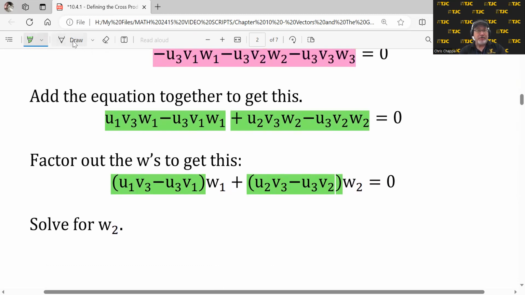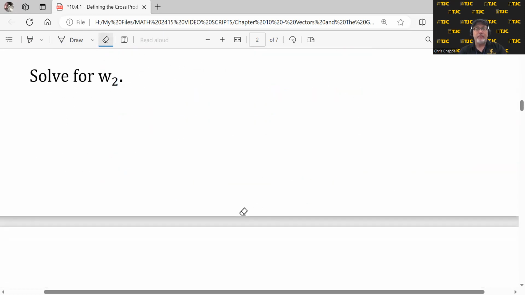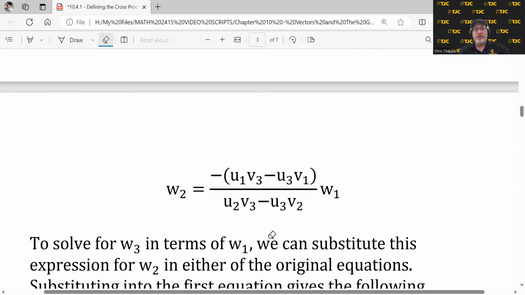I'm not going to go through all the algebra, but we would move this guy over, so it'll pick up a negative sign, and then we would divide by the coefficient of W2. And the net result of doing that is this. W2 is equal to this fraction times W1. Now, what if the denominator is equal to 0? Well, for now, we're going to assume it's not. That is discussed a little bit more in depth, especially in a linear algebra class.